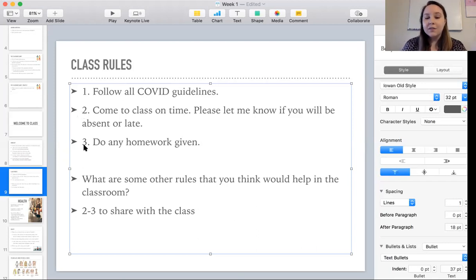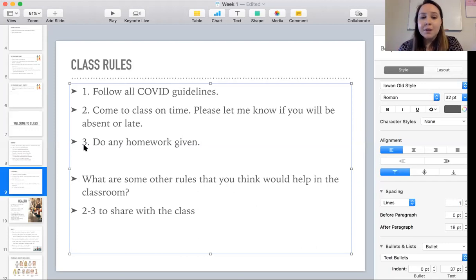The last one, do any homework given. So if I give you homework, please make sure you are doing it. The reason I do it is so that you can practice outside of class, or we will be using it in class. So if I give you homework, please do it so that we can use it in class and you can practice at home.